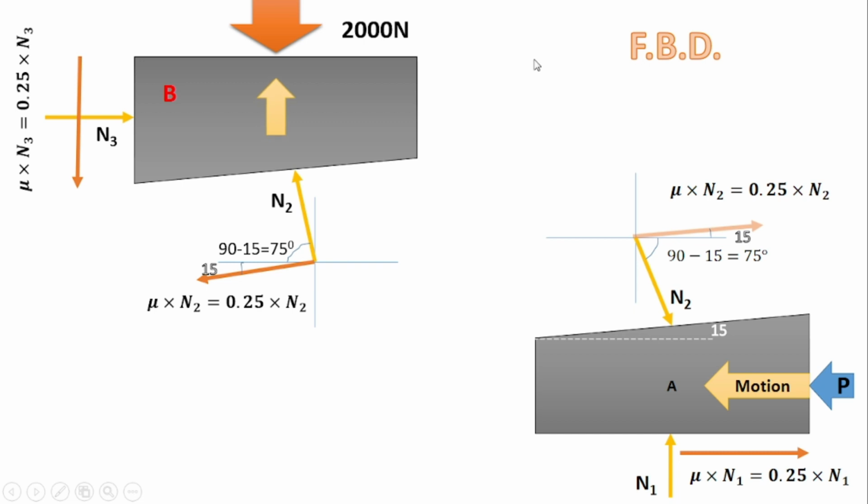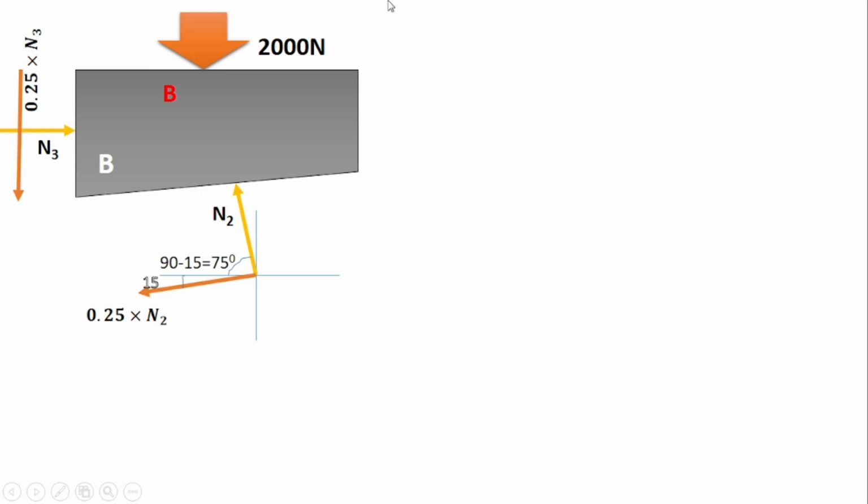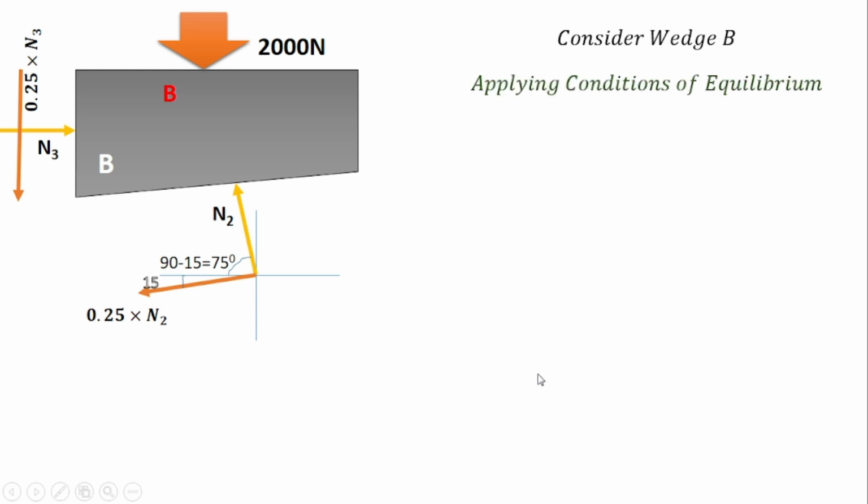So for simplicity, you can start with any block. Just consider the FBD of that particular block and apply the conditions of equilibrium. Now the hero of this question is the P force. So the entry of the hero is always at the climax. That's why we'll consider block B. Or in second logic, for block B, N3 and N2, only two are unknown. But for block A, N2, N1 and P, three are unknown. So as per our discussion, conditions of equilibrium are only two. So we can solve maximum two equations at a time. That's why we can start with block B. We'll only consider the FBD of block B.